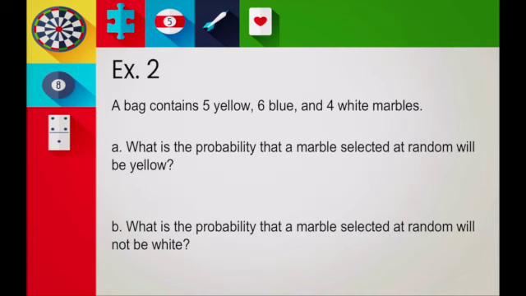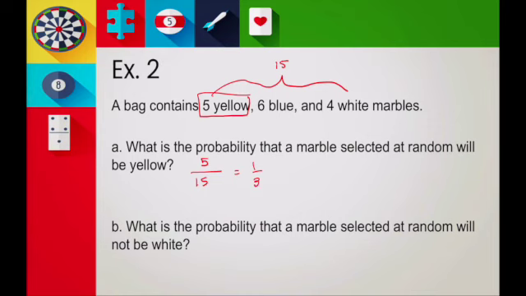A bag contains 5 yellow, 6 blue, and 4 white marbles. What is the probability that a marble selected at random will be yellow? So we have 5 yellow marbles, so 5 successes out of how many total, right? 5 plus 6 plus 4 is 15. So our probability of selecting a yellow marble is 5 yellow marbles out of the total 15 marbles, which is 5 out of 15, or 1 out of 3, not 1 out of 5. I definitely meant that to be 1 out of 3.